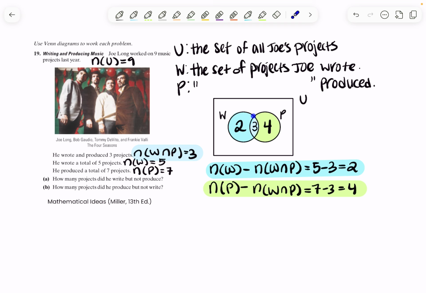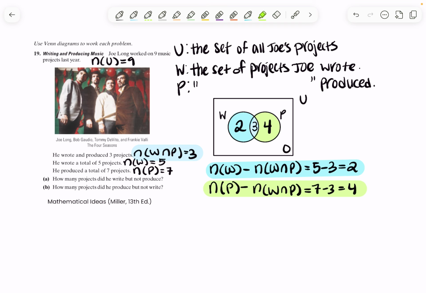So the number of projects or elements that are not part of any of these sets, so the number of elements outside of this entire region, is 0. But that's only in this problem. In other problems, there might be elements that are under consideration but don't belong to any set. But in this problem, there's 0.